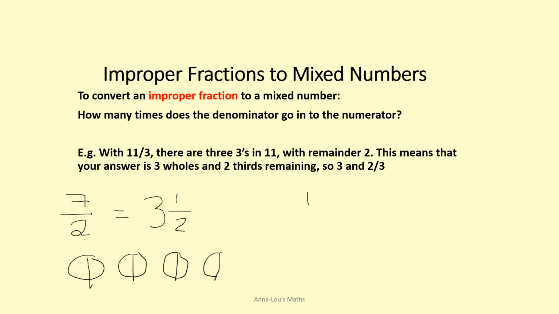So let's say I had 19/3. How many times does 3 go into 19? 3, 6, 9, 12, 15, 18. It goes in 6 times with 1 remainder. So 19/3 would be 6 1/3. So that's how I would turn an improper fraction into a mixed number.